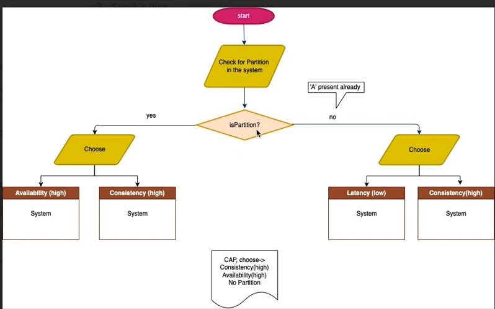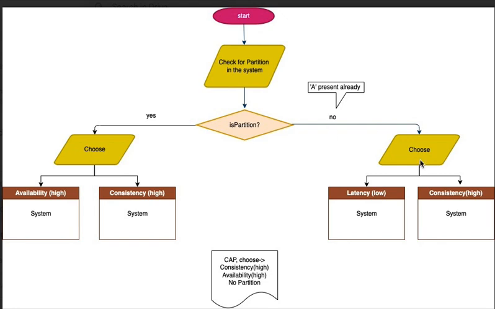When there is no partition in the system, it means the system is working perfectly fine. There is no problem in the system. In that case, availability is not a question, right? Because when the system has no partition at all, all the parts of the system are working perfectly fine. There is no communication failure in the system. So there's no question of availability.